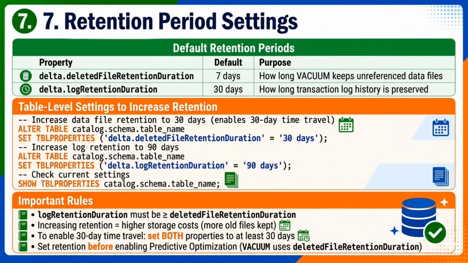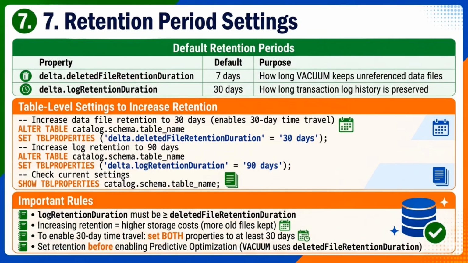The first property is delta.deletedFileRetentionDuration. Its default value is 7 days. This controls how long Vacuum keeps unreferenced data files. The second property is delta.logRetentionDuration. Its default value is 30 days. This controls how long the transaction log history is preserved.